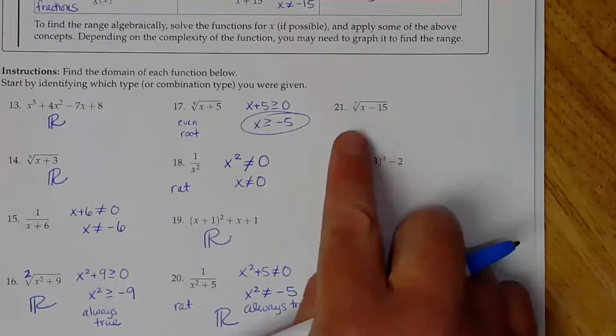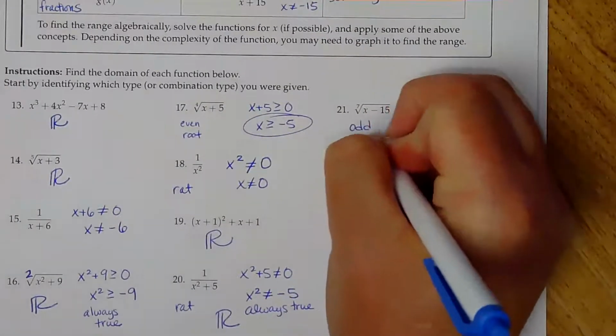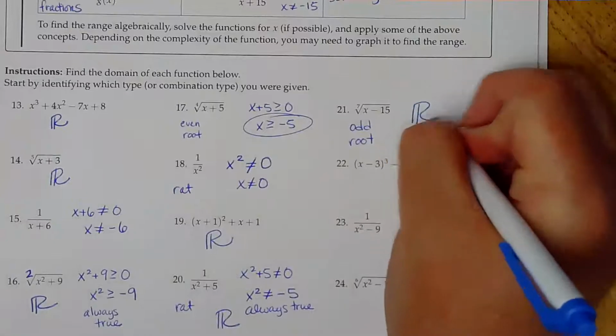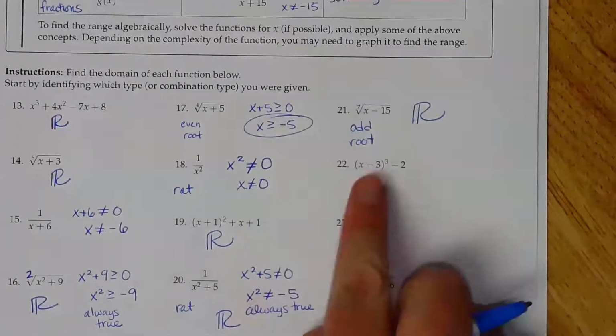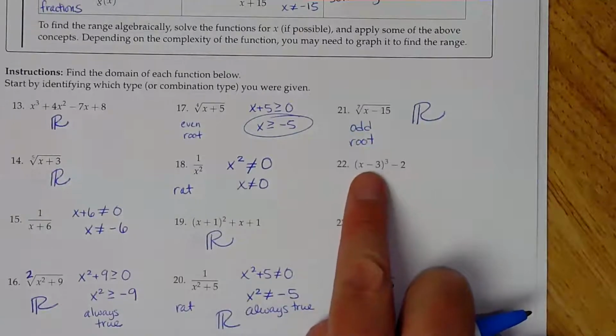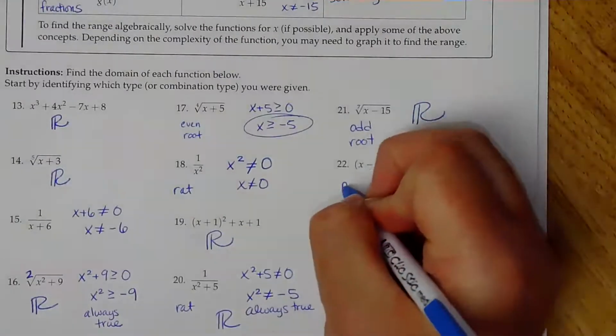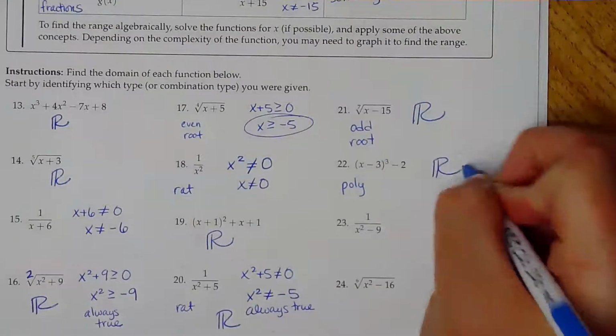All right, 21. This is a root, and it's an odd root. So odd roots are all real numbers. That's all you got to do. 22. This is a polynomial. You could FOIL this out, and you'd have some sort of x cubed and an x squared term. So polynomials, their domain is all real numbers.